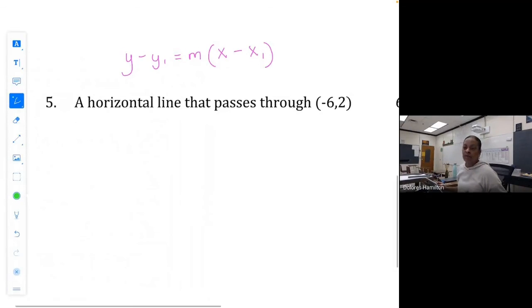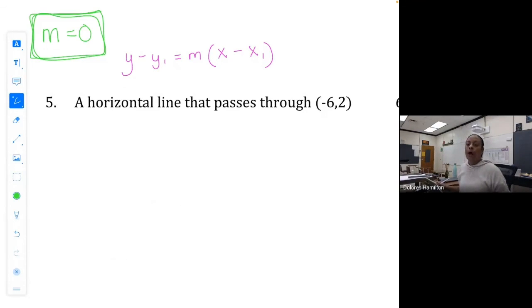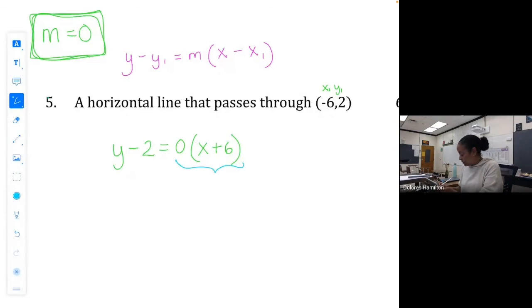This last example is just the scenario where we have a horizontal line. Remember, for our horizontal line, our slope is 0. So if they tell us that they want the equation of a horizontal line that passes through that point, our x1, y1, in point slope form, it would look like this. Y minus 2 equals my m, which is 0, times x plus 6. But I hope that you see that entire right side of the equation is 0. So it really reads y minus 2 equals 0, which, folks, is the same as y equals 2.